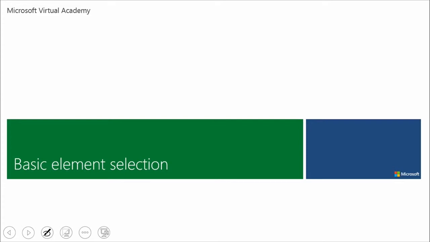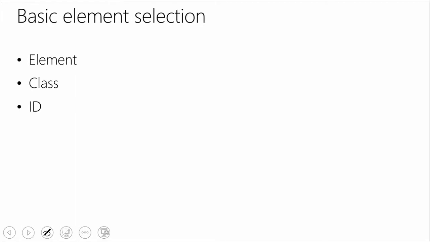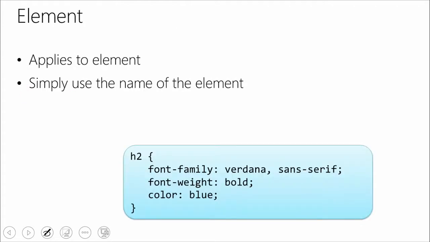Now, I mentioned earlier that we're going to spend a lot of time on element selection. We've got an entire module coming up on element selection. For right now, we're just going to take a look at the basics. And those three basics are finding all items of a particular type, of a class, we'll have to talk about what a class is, and then finally, based on an ID. But let's start off by talking about an element.